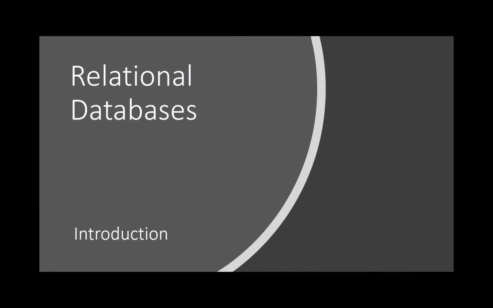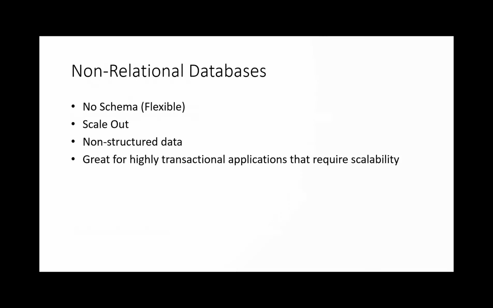We need to understand what relational databases are, and we need to be able to compare relational databases with non-relational databases. Therefore, we're going to start with the definition of non-relational databases. In a non-relational database, the schema is quite flexible. You can easily scale out compute power through different nodes. And you can also store non-structured data, right?